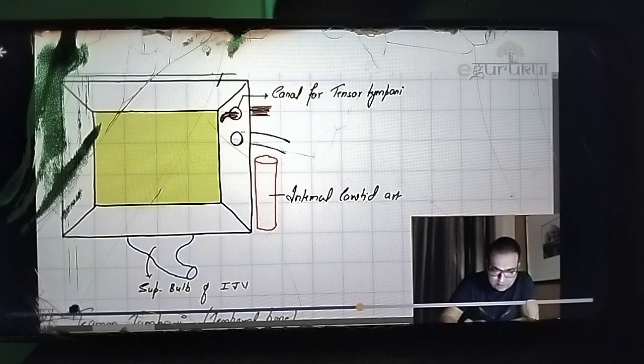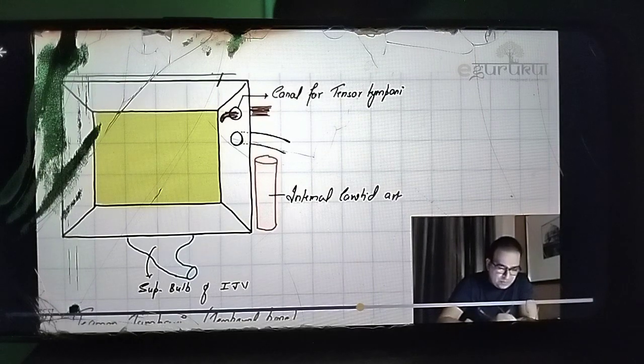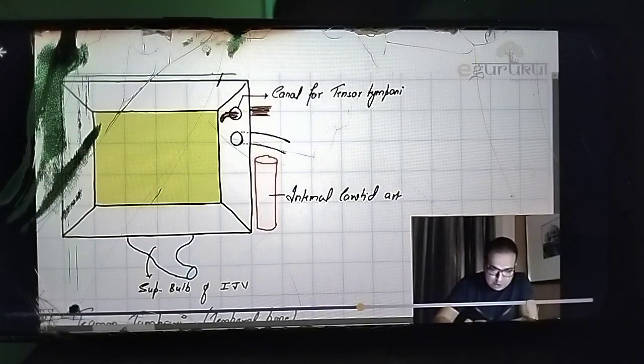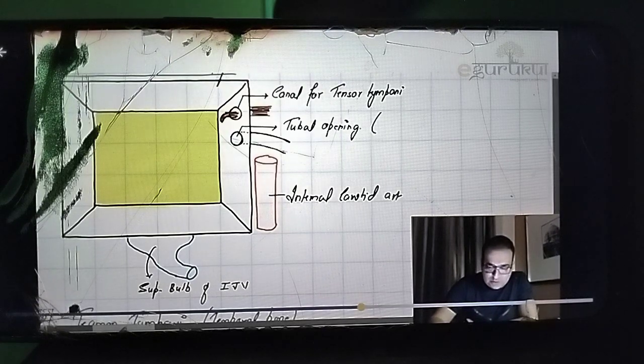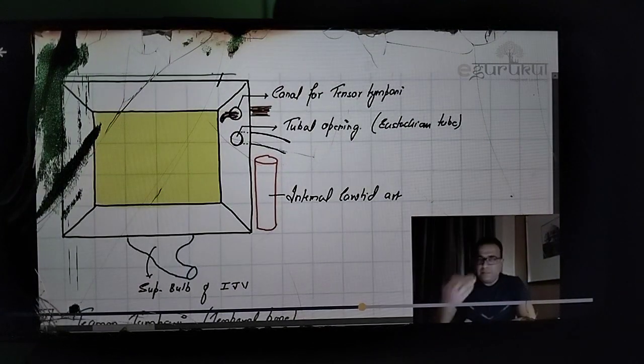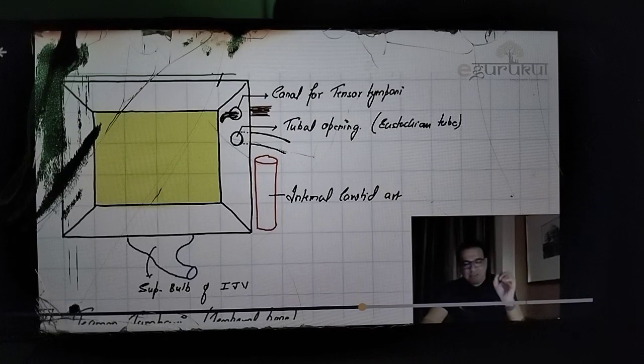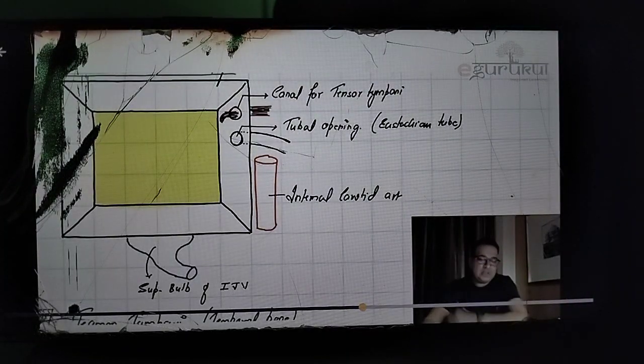Auditory tube or eustachian tube, right? That's what we have been talking about. So this here is called the tubal opening. Obviously, this tubal opening is for the eustachian tube. We know where the eustachian tube opens in the nasopharynx, right? Behind the inferior nasal concha. So that is the medial opening, and the lateral opening is in the anterior wall of the middle ear.